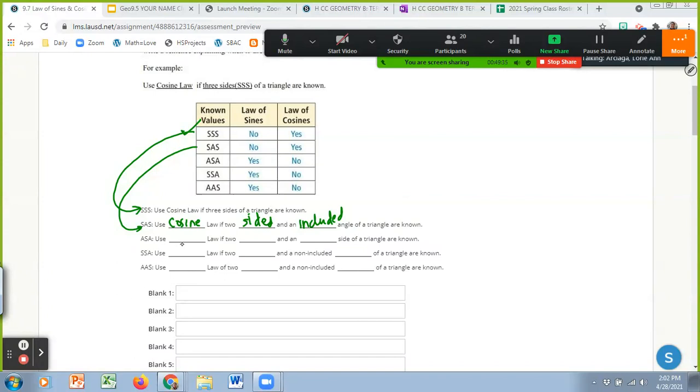All right. So do you understand what we're doing here? So just follow the pattern. Yes. No S for cosines.